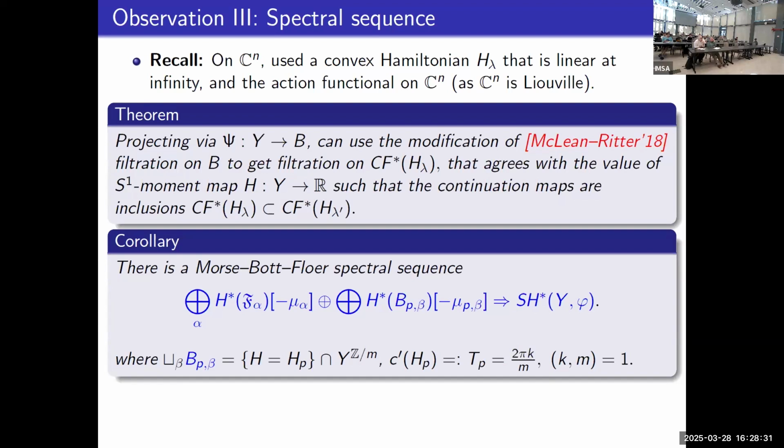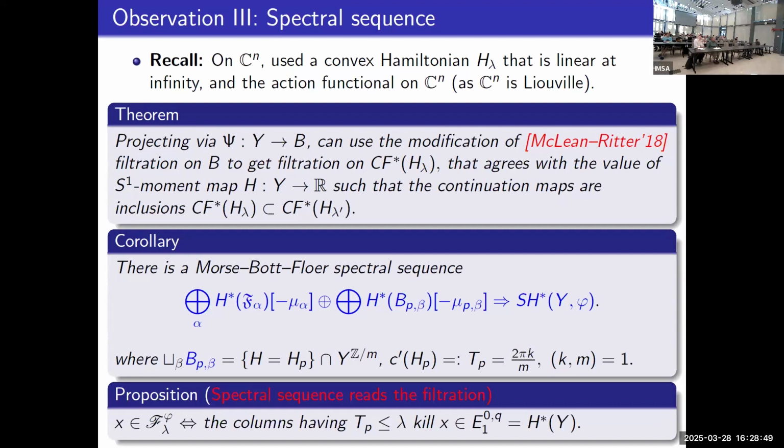So same as in C^n, if you're Calabi-Yau, SH is 0, so this is converging to 0, and we know what the differentials in the spectral sequence are. As we've seen in C^n, we concluded the differentials because we know that it has to converge to 0. But the important outcome, which comes from the theory, is that this spectral sequence reads the filtration.